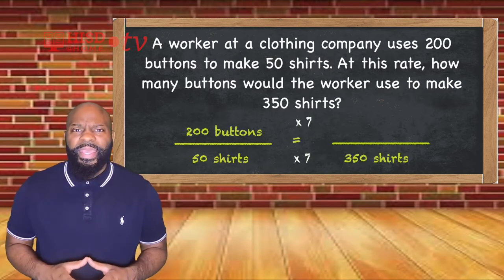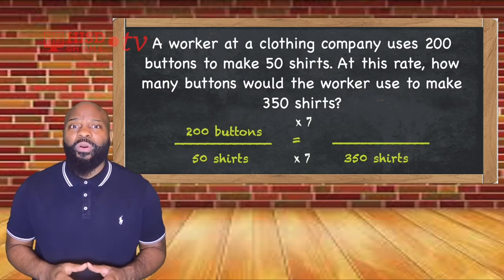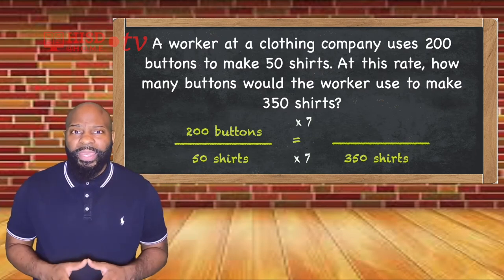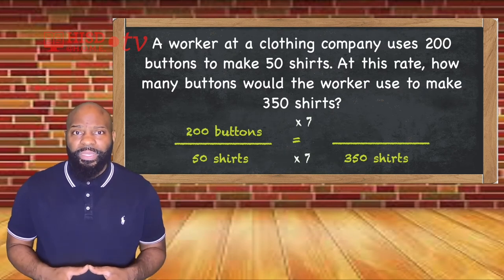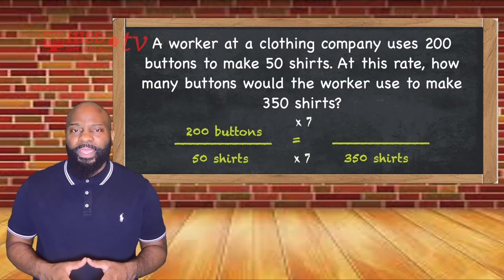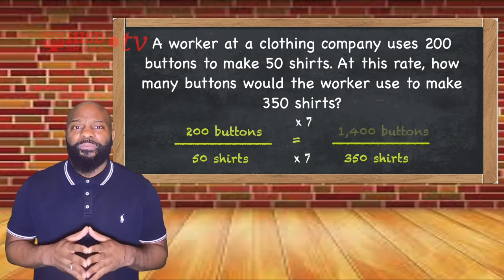What do I mean by that? Use the same operation and number in order to get from one side to the next. So if I'm multiplying my denominator times 7, I have to multiply my numerator times 7. And 200 times 7 will give me a total of 1,400 buttons.